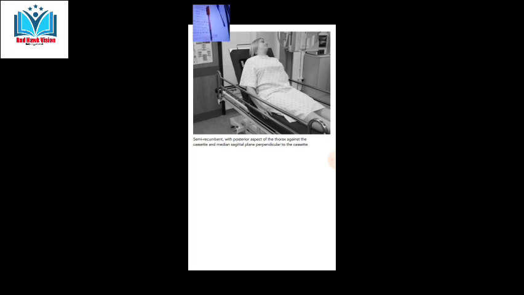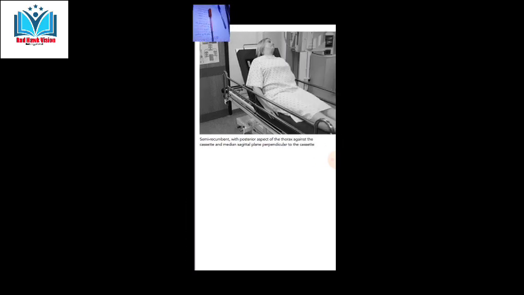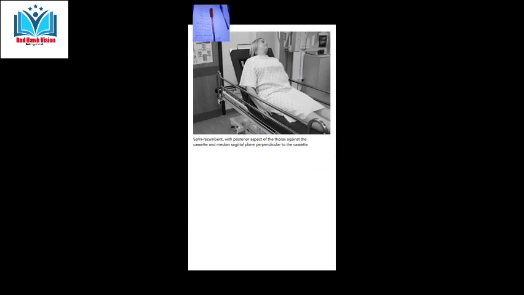And we have the semi-recumbent. The patient is lying semi-recumbent, with the posterior aspect of the thorax against the cassette and the median sagittal plane perpendicular to the cassette. That's what we see.